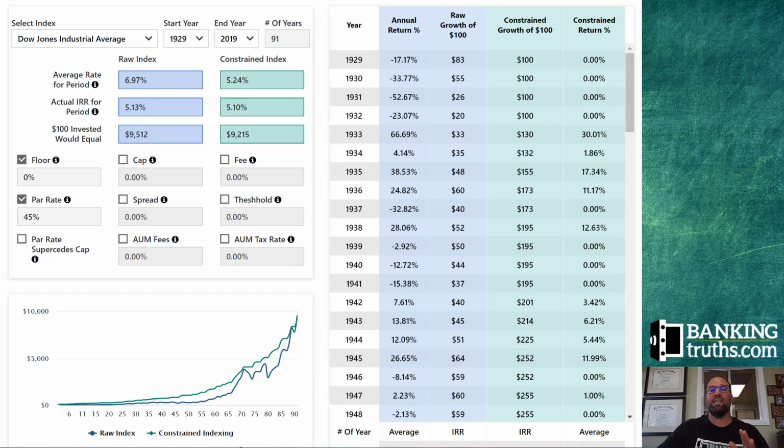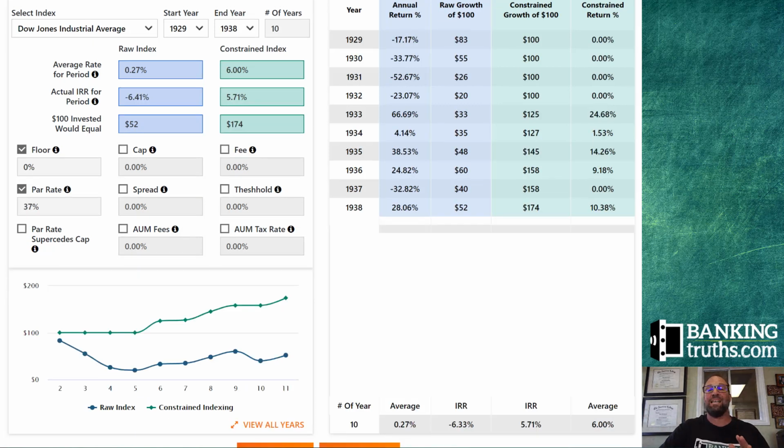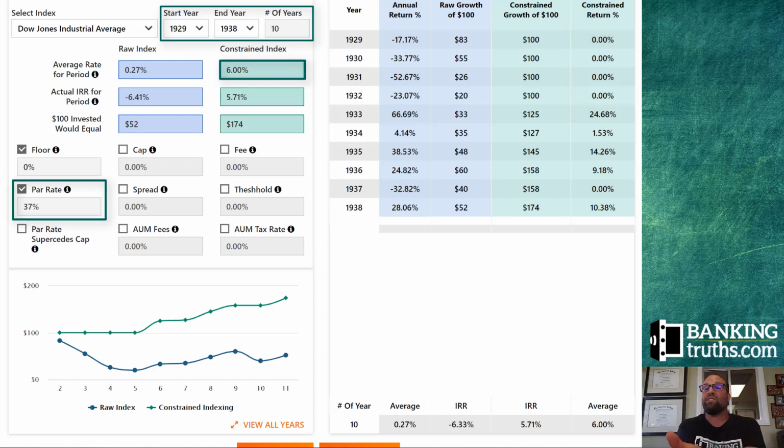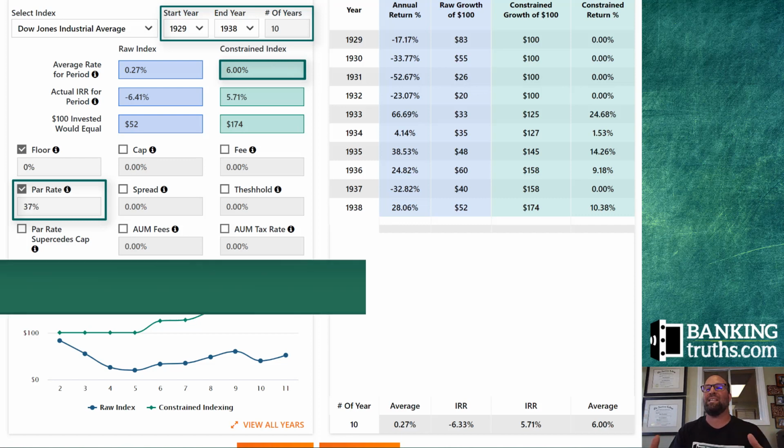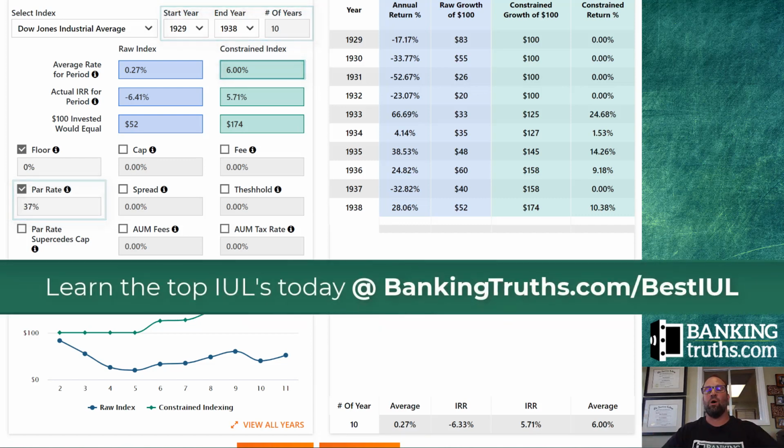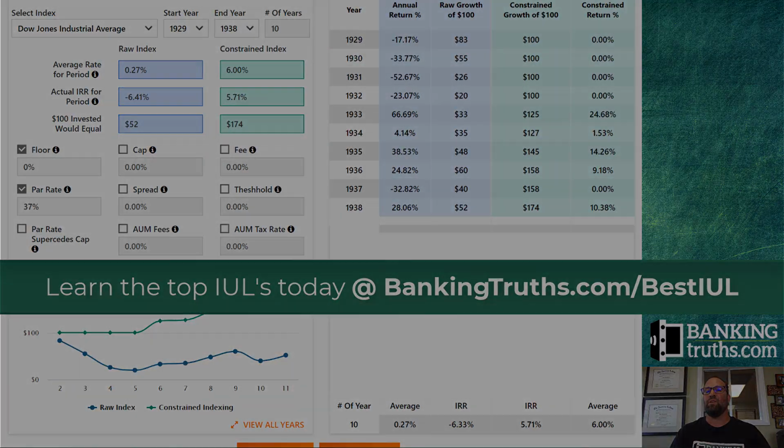And I just wanted you to see the history. Even if I isolate the first 10 years from 1929 to 1938 with those 4 zeros, what you can see is I put now a 37% participation rate, and you still average 6%, which is about what you're seeing these days on these IULs. So again, you can't do this. I just want you to see that regardless of what type of times we come into, this is still a very viable option for you.